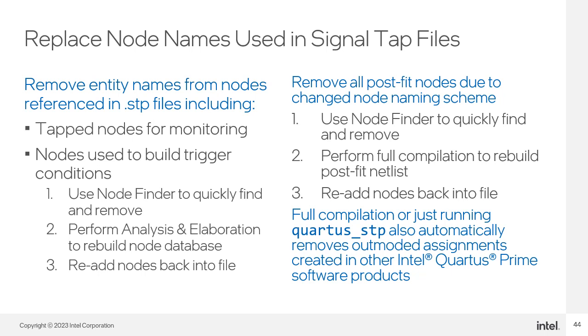You can also just perform a full compilation in the Quartus Prime GUI or run Quartus_STP, the signal tap command line executable, to remove signal tap assignments that were created in other Quartus software products.